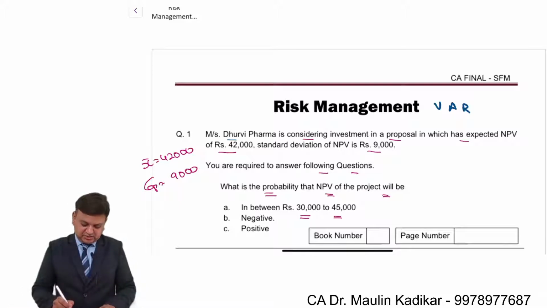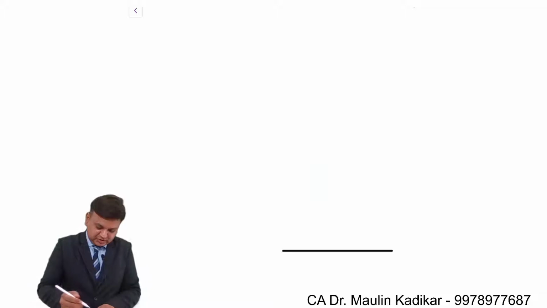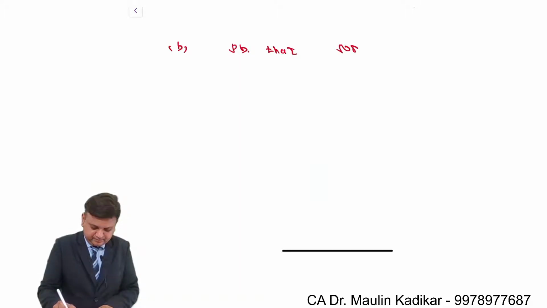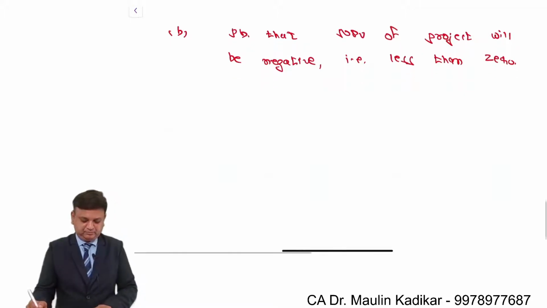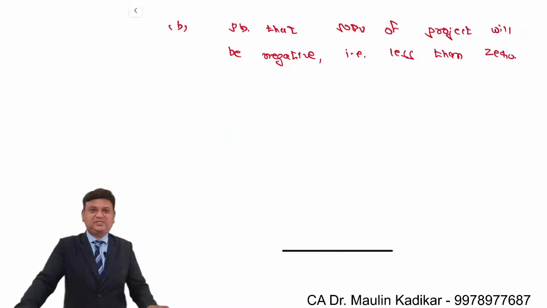B part of the question is, what is the probability that NPV of the project would be negative? That is the next question. So let us answer the B question. Probability that NPV of project will be negative, comma, that is less than 0. I want somebody of you to tell me the answer of the same.